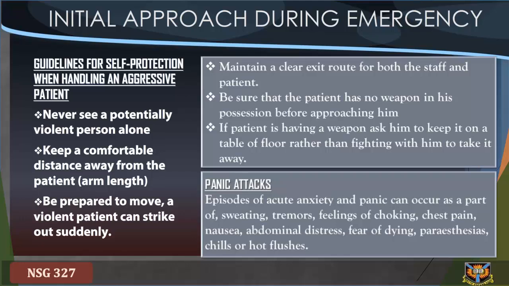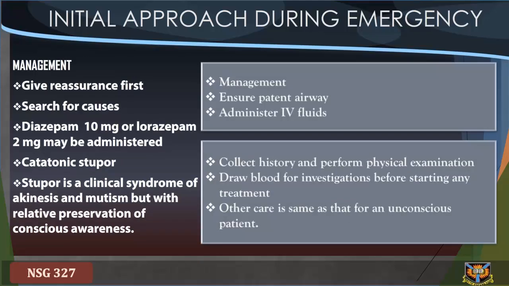Panic attacks. Episodes of acute anxiety and panic can occur as a part of sweating, tremors, feelings of choking, chest pain, nausea, abdominal distress, fear of dying, paresthesias, chills, or hot flushes. Management. 1. Give reassurance first. 2. Search for causes. 3. Diazepam 10 mg or lorazepam 2 mg may be administered.